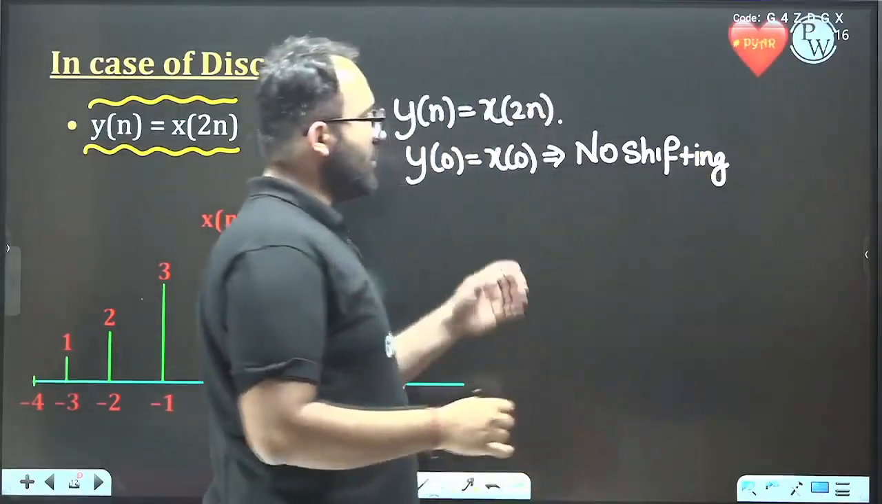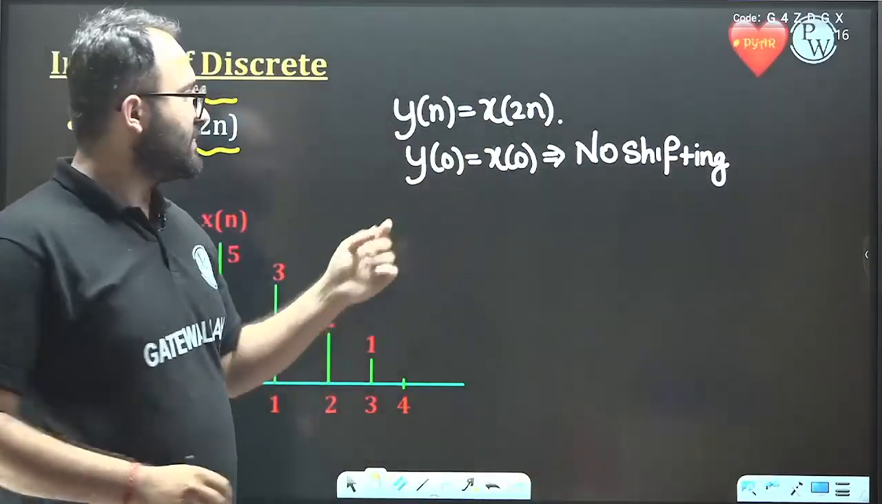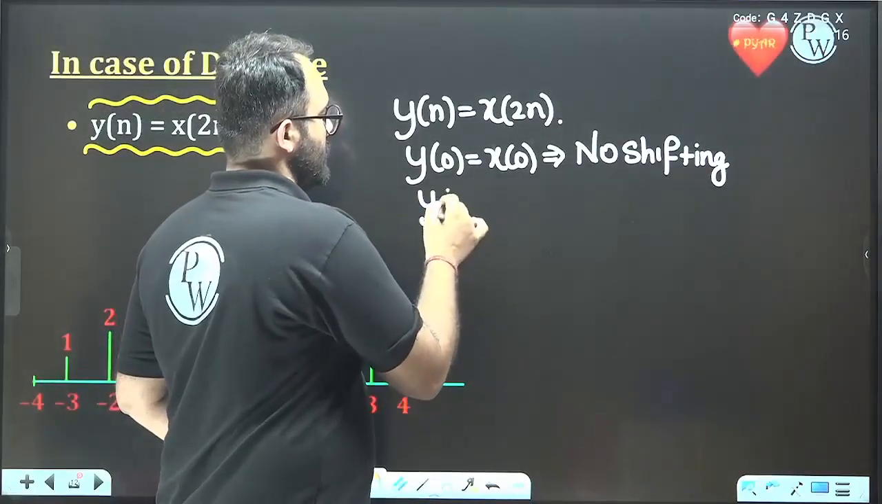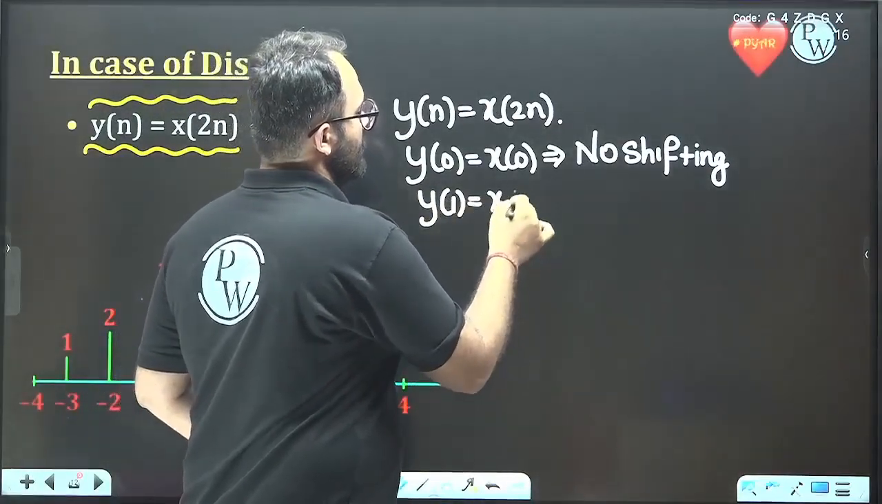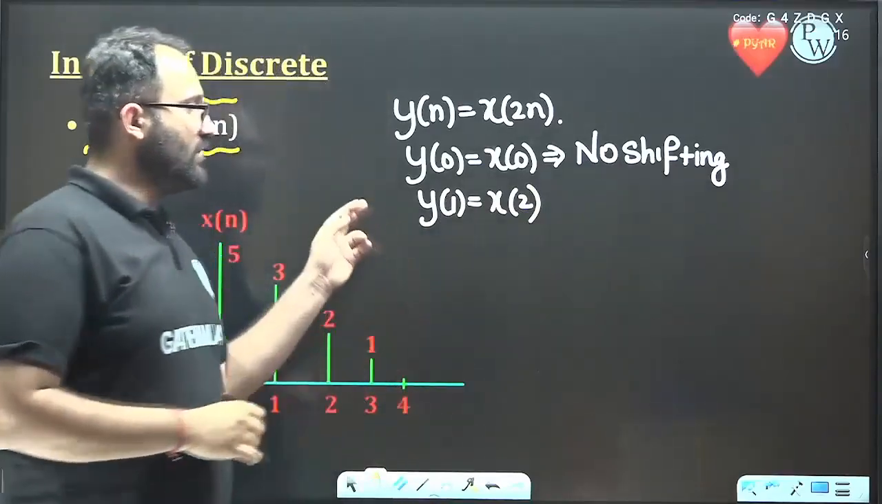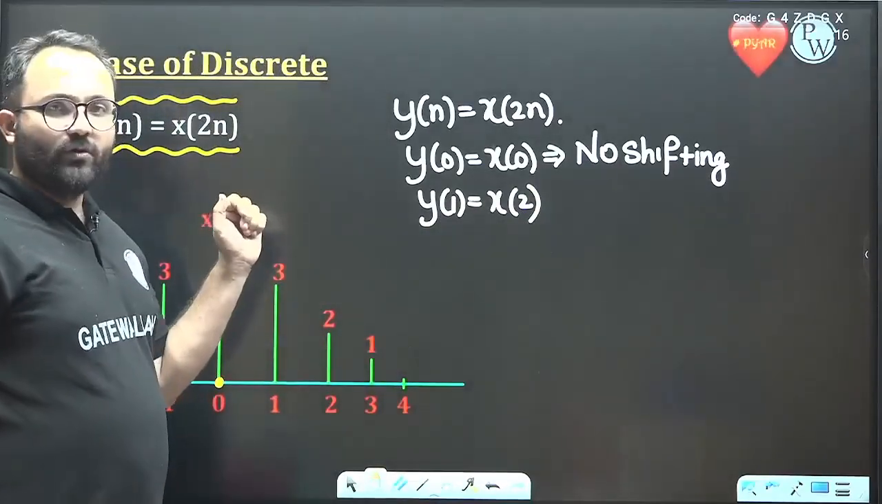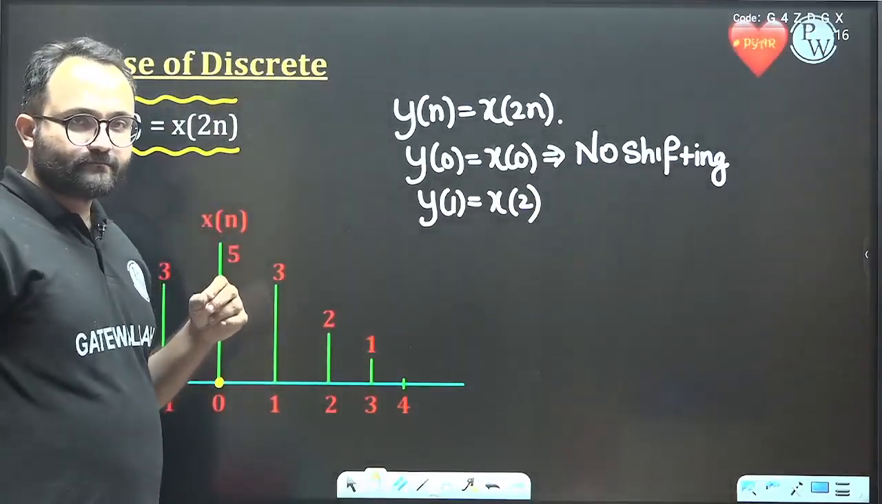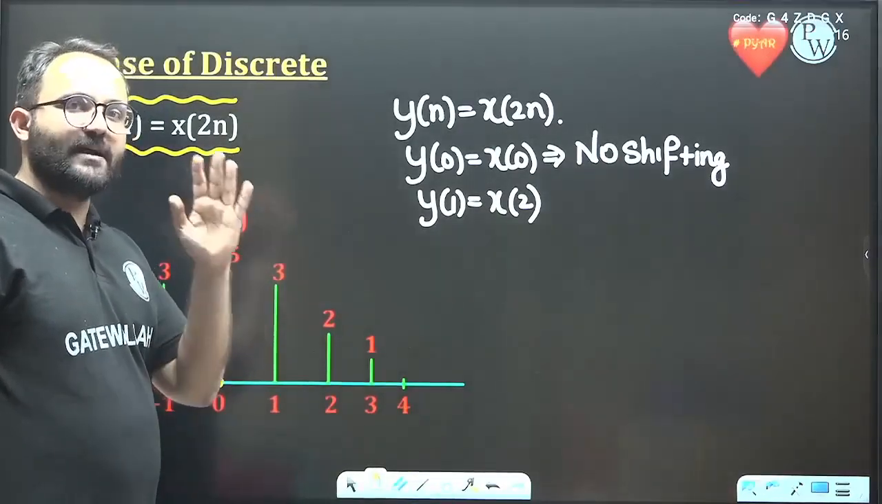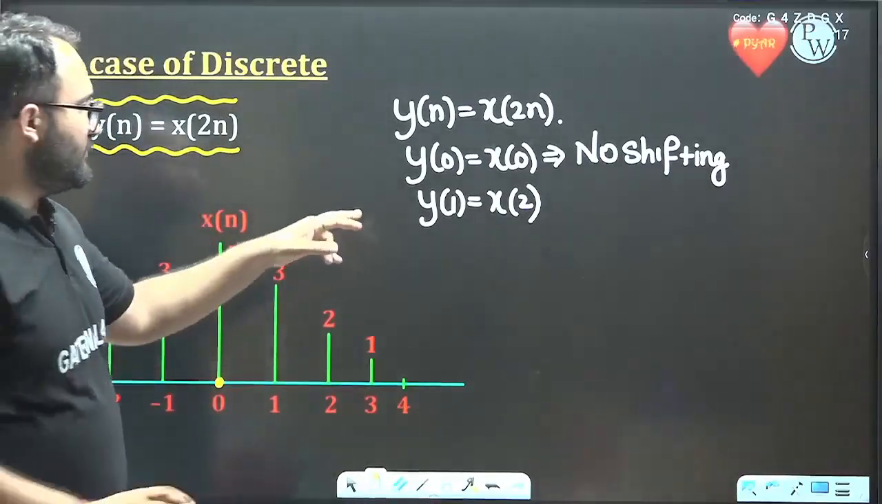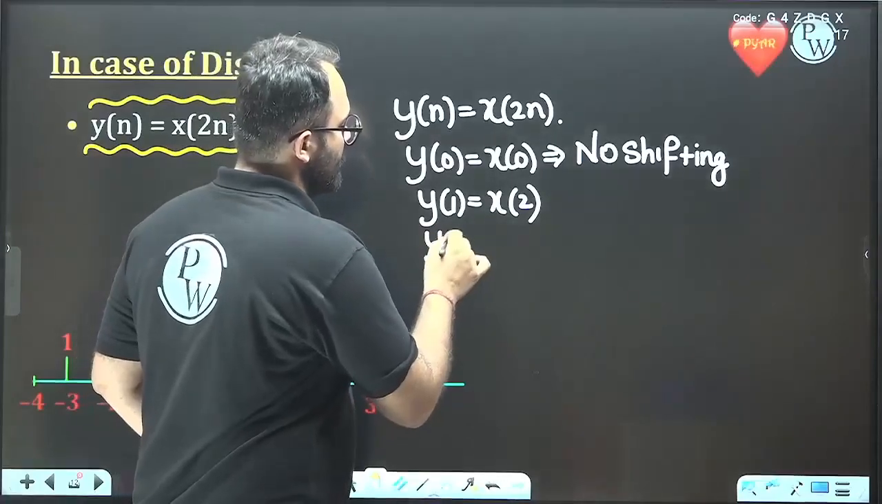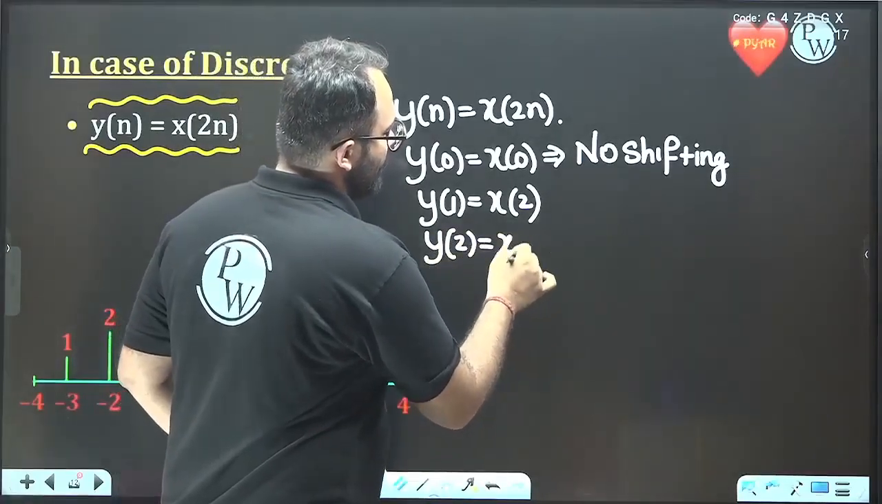There is no shifting operation here. y1 is equal to x2. So we can see that we have lost one sample. y1 is equal to x2, y2 is equal to x4.